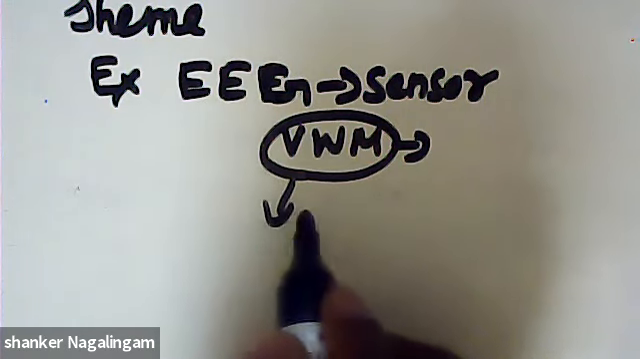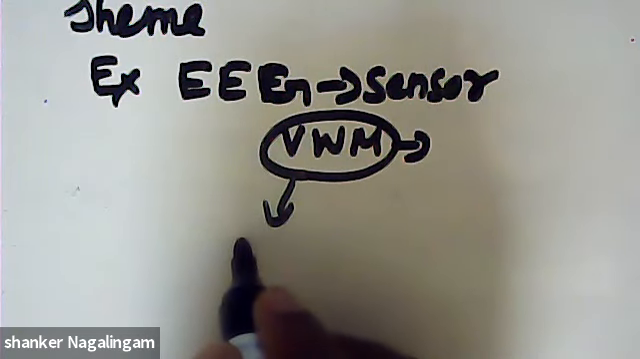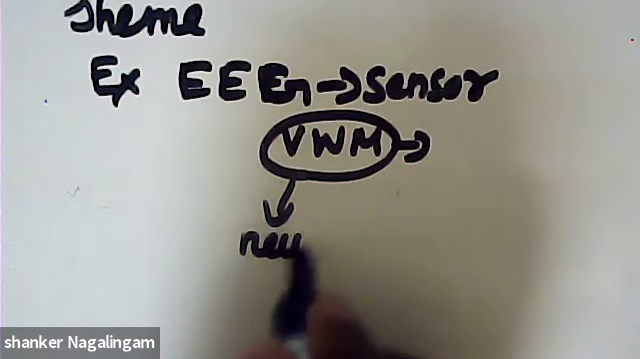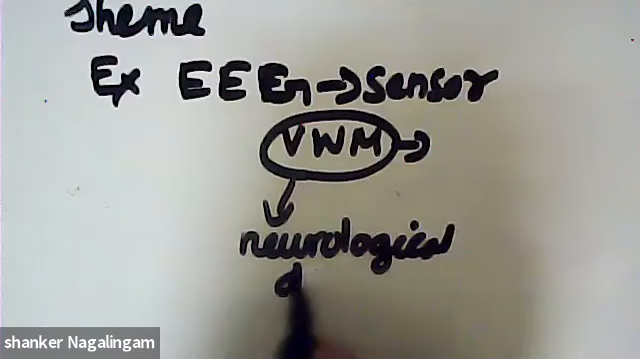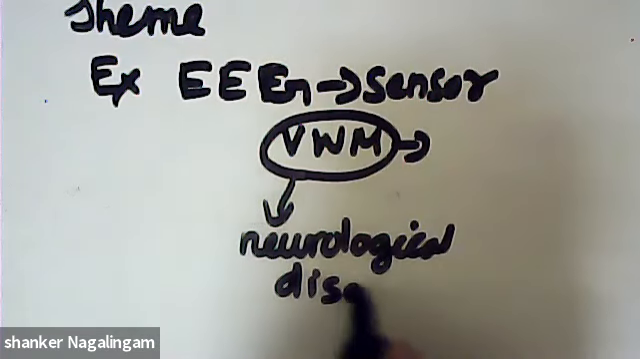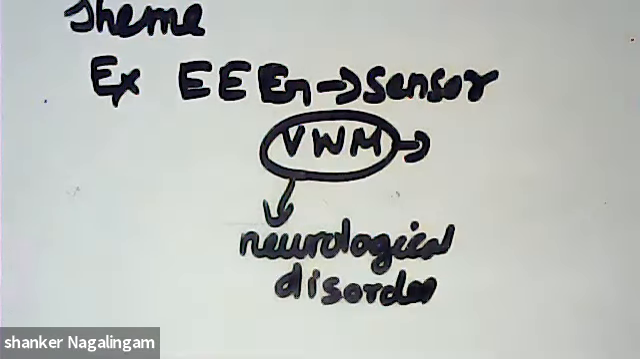Now the entire theme works on neurology, neurological disorders. So you can just talk about the papers which talk about neurological disorders, and that is how the theme works. Now I'll take one simple example of how to classify your chronological order, methodological order, and thematical order.